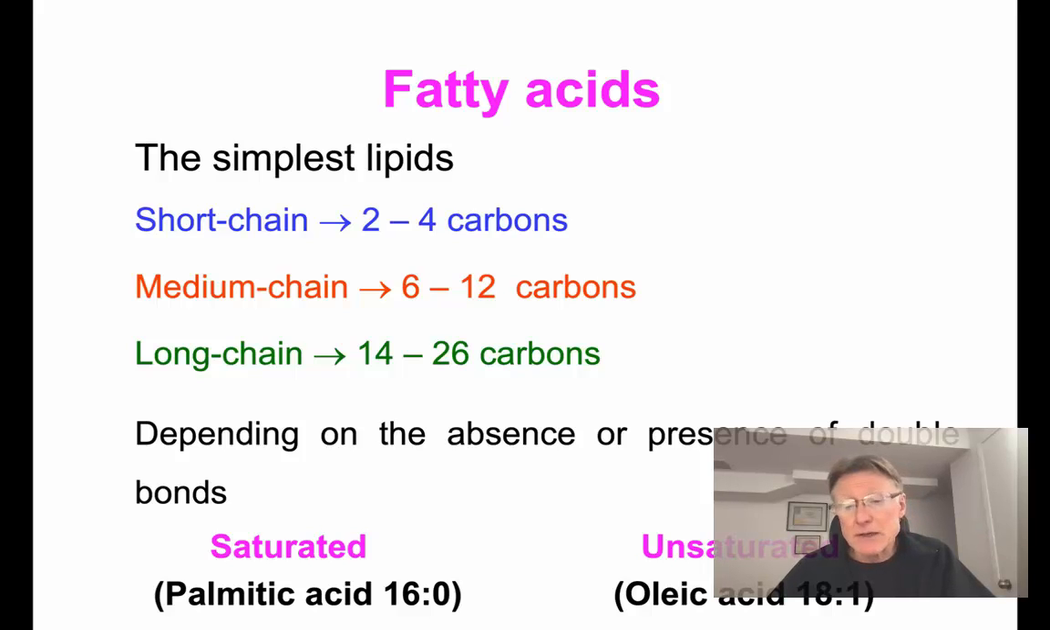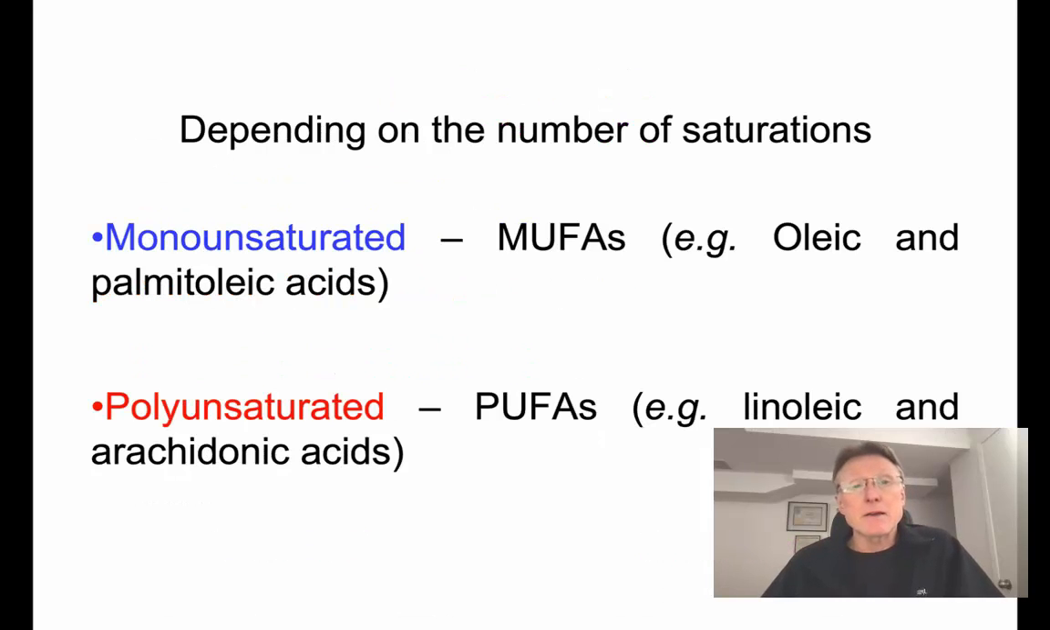Unsaturated, an example is oleic acid. It has 18 carbons and 1 double bond. Therefore, the notation is 18-1. Also, depending on the number of unsaturations, we can call them monounsaturated, and the abbreviation is MUFAs. Examples are oleic and palmitoleic acids. Or polyunsaturated, PUFAs, that contain 2 or more double bonds. And examples we have are linoleic and arachidonic acids.